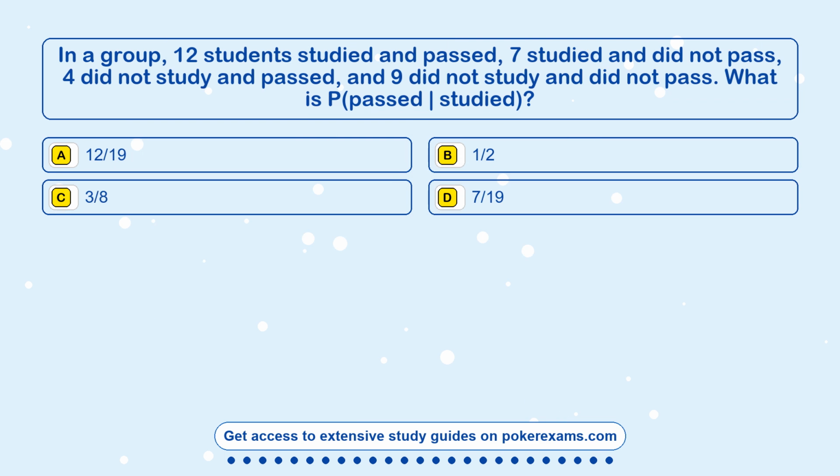Question 23. In a group, 12 students studied and passed, 7 studied and did not pass, 4 did not study and passed, and 9 did not study and did not pass. What is P(passed | studied)? Option A 12/19. Option B 1/2. Option C 3/8. Option D 7/19.